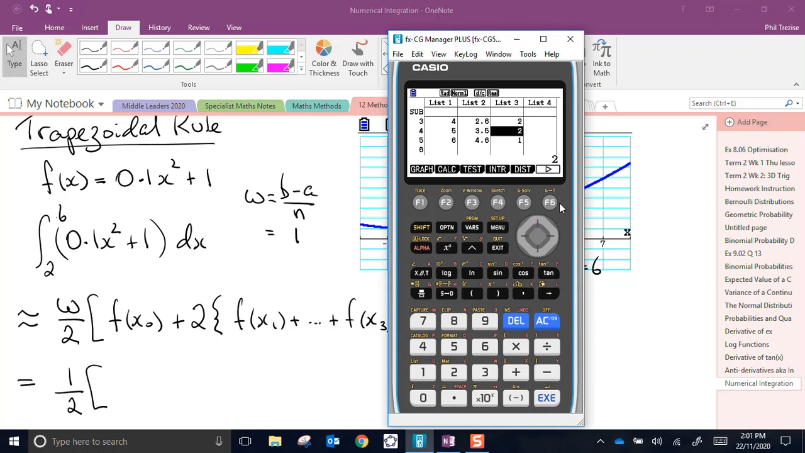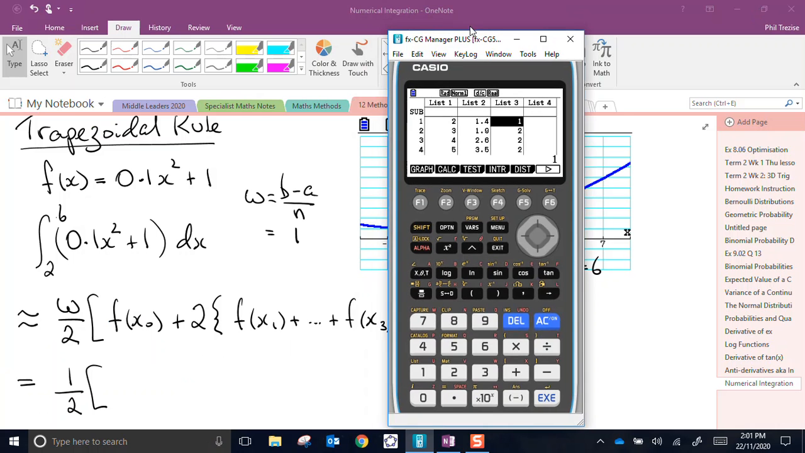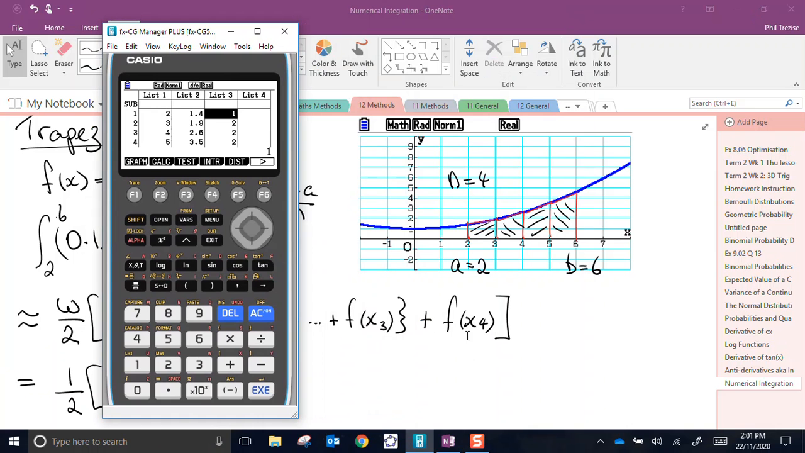So the 1 at the ends and 2's in between represent the fact that f of x naught is multiplied by 1, all the in-between ones are multiplied by 2, and the last one, f of x4, is multiplied by 1. So I go across to list 4, the top of list 4 there, and I'll go list 2 times list 3. And that multiplies them all for me.